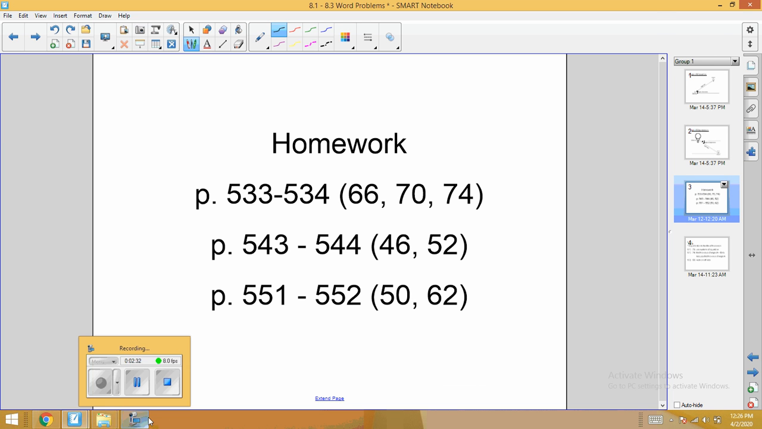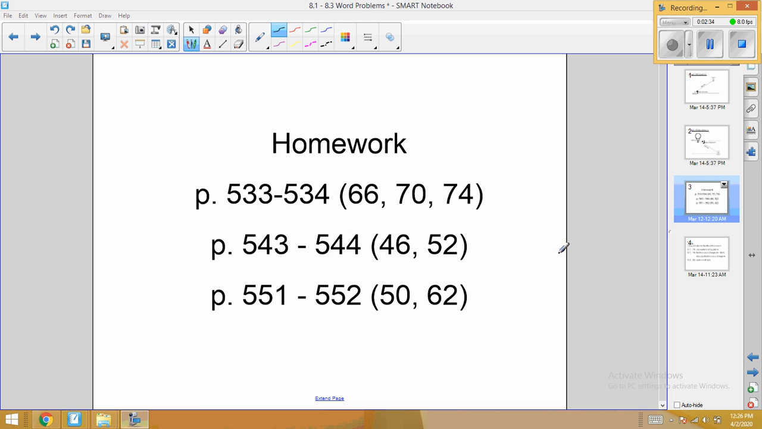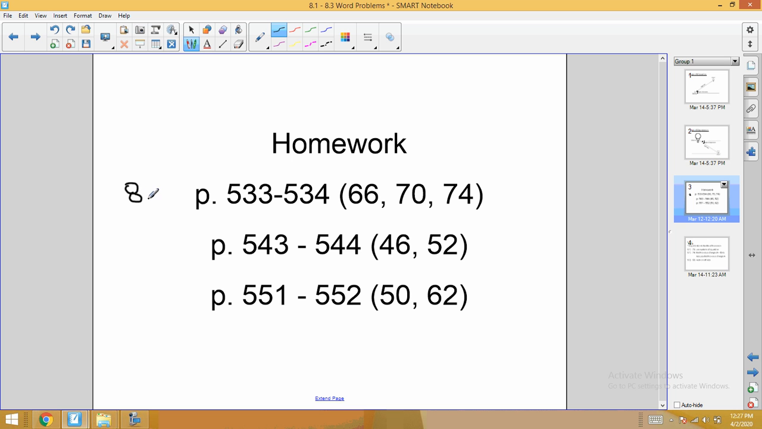So your homework for today is split up over 3 pages. This one, the page 533 to 534, that comes from lesson 8.1. And so I picked 3 problems there for you to try, 66, 70, and 74. And then lesson 8.2, this was the law of sines assignment. So I'd like you to try 46 and 52. And then from lesson 8.3, the law of cosines assignment, I'd like you to do 50 and 62.